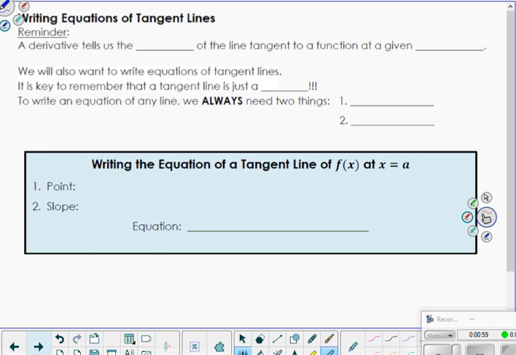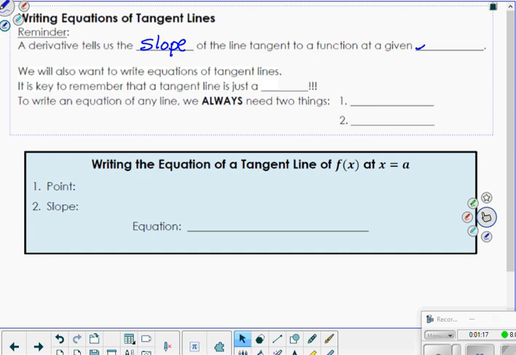And equations of tangent lines: a derivative tells us the slope of the line tangent to a function at a given point. That instantaneous rate of change, that IROC idea. We will also want to write the equations of tangent lines. So not only do we want to get the slope, but often we want to write the equation.